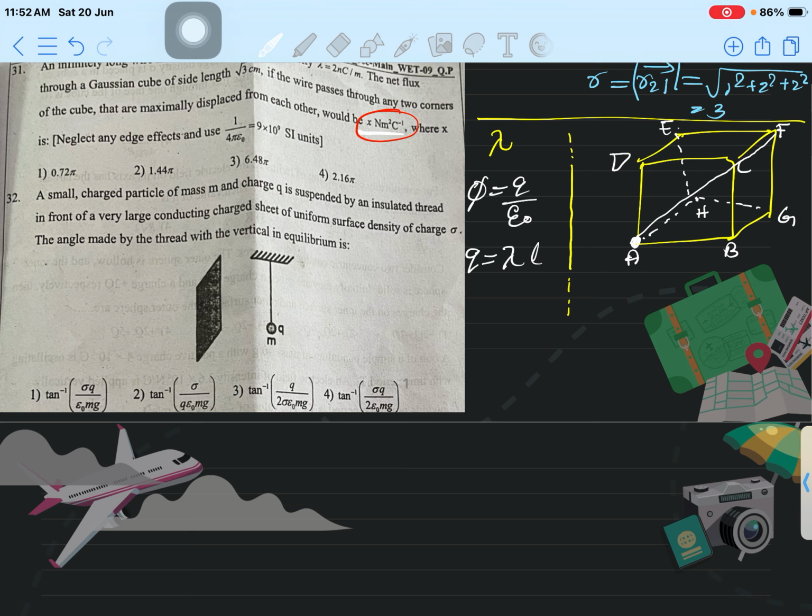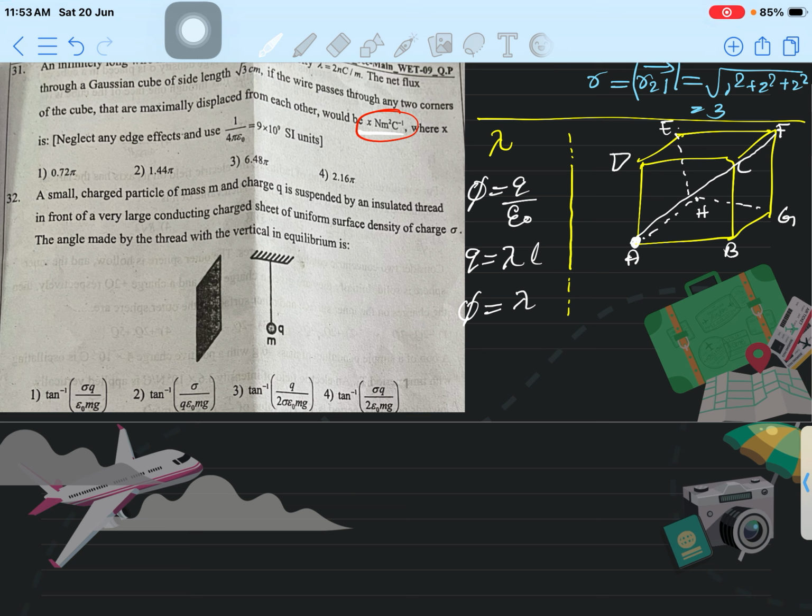Correct? What is lambda? Lambda is charge per unit length. Per unit length we don't want charge; for total length L we need to know how much charge is there. That is given by lambda multiplied with L. So q is lambda into length. What is the length? What is the cube length?